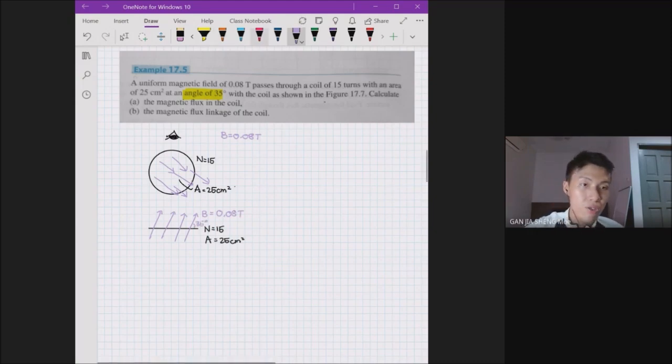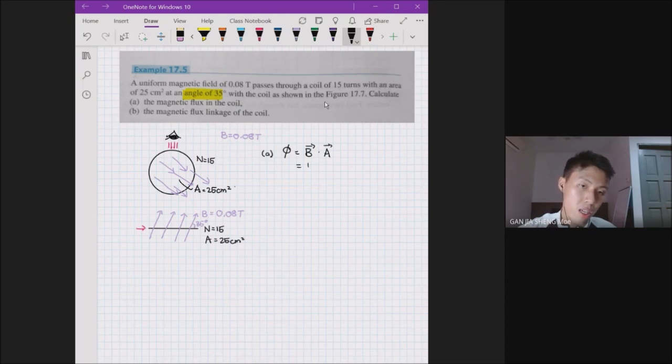Just to remind you that this line that I draw here is representing viewing it from the side view. Then what we see is just a straight line. So this is the diagram to represent the situation. Now they ask you to calculate the magnetic flux in the coil. They say magnetic flux, so it's only for one turn. So it'll be phi, and you know that it's a dot product between B and A.